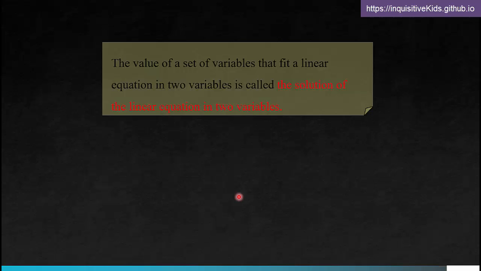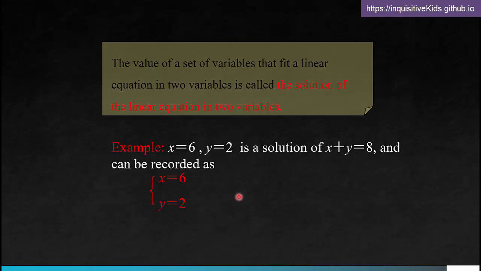The value of a set of variables that fit a linear equation in two variables is called the solution of the linear equation in two variables. Here's an example. x equals 6, y is equal to 2 is the solution of x plus y is equal to 8 and can be recorded as here. So again, it is a group. You don't have x is equal to 6 separately, then y is equal to 2. So whenever you solve an equation, always write it like this to show that it is a group. It is a very good habit as you start doing more and more complex math.